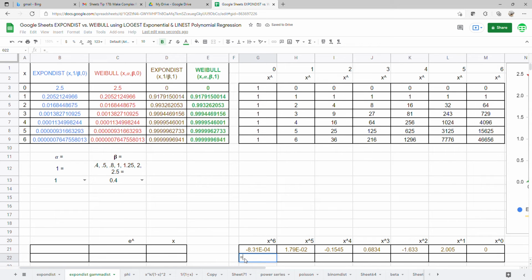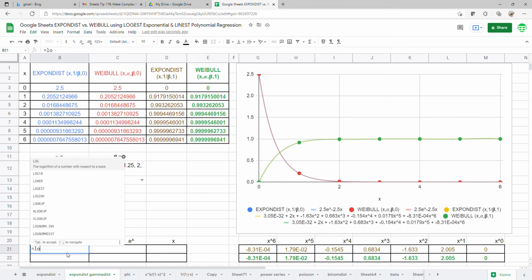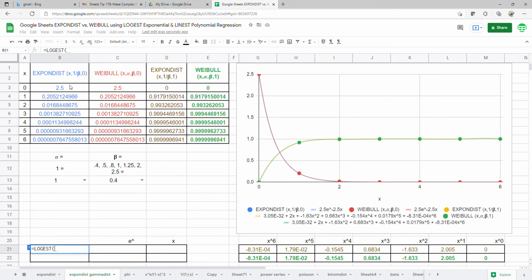Likewise for the Weibull, LINEST, data y, and data x. So here you have the polynomial regression coefficient of the cumulative distribution. Now we go to the decay or the probability density function. We use LOGEST, data y, comma, data x, and this will also be LOGEST, data y, comma, data x.